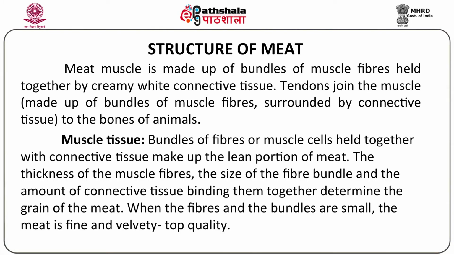Let's now look at the muscle tissue in great detail. When I say muscle tissue, it is the bundles of fibers or muscle cells which are held together by the connective tissue, and they make up the lean portion of meat. The thickness of the muscle fibers, the size of the fiber bundles, and the amount of connective tissue binding them together determine the grain of the meat. I will repeat once again, the grain of the meat, which is a very good indicator of the quality of meat, is determined by the thickness of the muscle fibers, the size of the fiber bundle, and the amount of connective tissue binding them together.